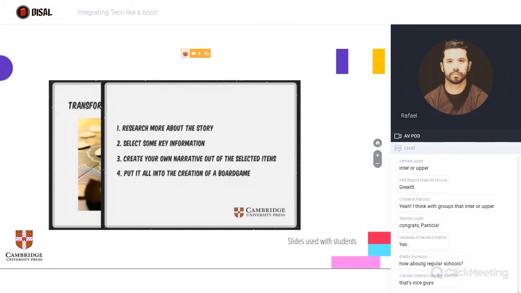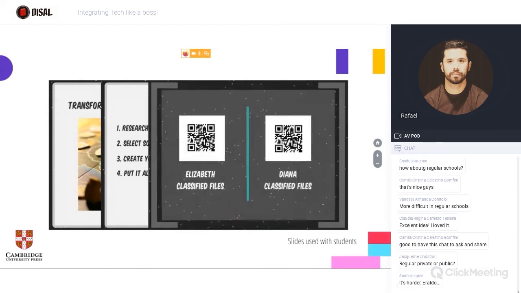And by doing so, I sort of ordered stages in which I wanted them to go through. Like the first one, I want you guys to do some research and learn more about the story. The second step, after doing the first, you are going to select some key information, and after that, create your own narrative out of the selected items, and finally, put them all into the creation of your own board game, you know? So, and finally, my last slide.